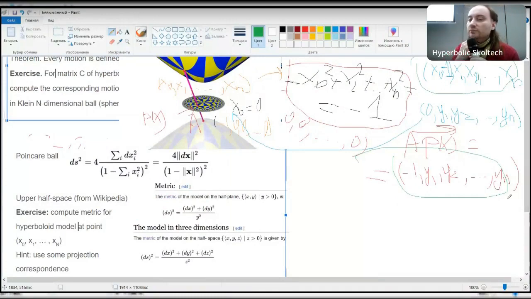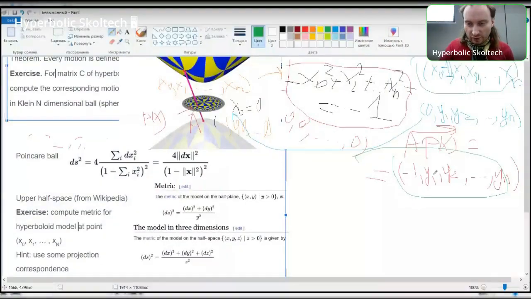So I need to compute y1, y2, yn. And those two vectors are collinear, this one and this one. The first coordinate for the second vector is -1, and the first coordinate for the first vector is x0 - 1. So what to do? Oh, proportion, yeah.